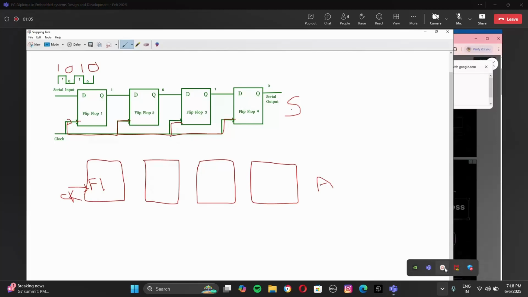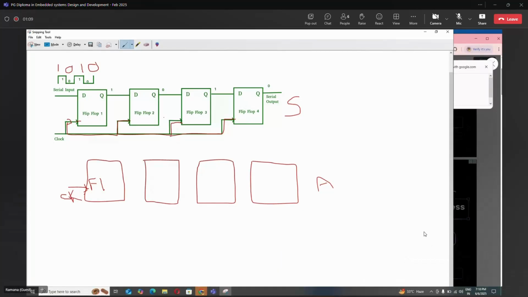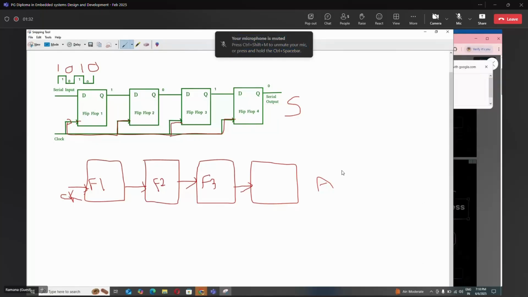Synchronous means at a time we will give the clock to flip-flops 1, 2, 3, 4. Asynchronous means you will give the clock here, and from this flip-flop it will give the clock to the second flip-flop, and then the second will give to the third, and then the clock will be here finally. So when you're giving the first pulse, at a time the clock will get to all four flip-flops.